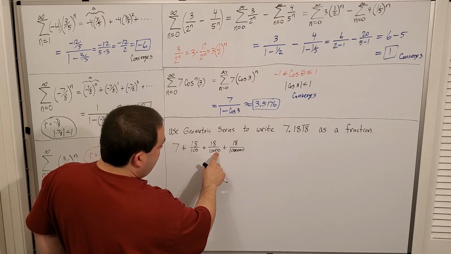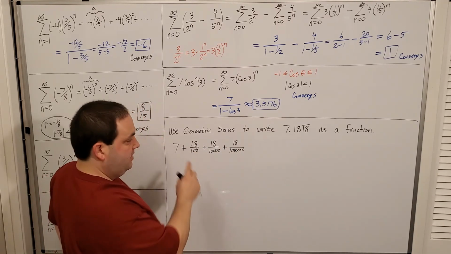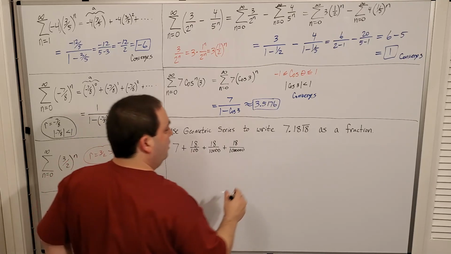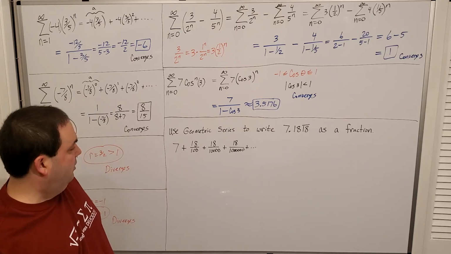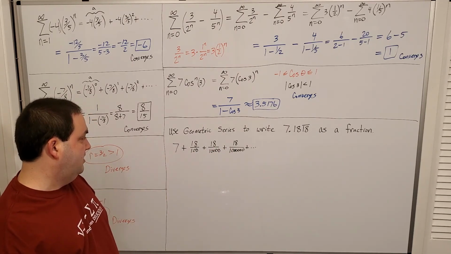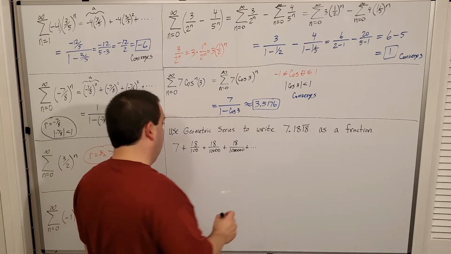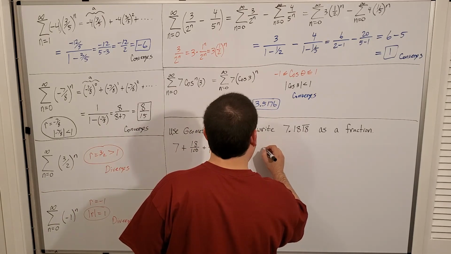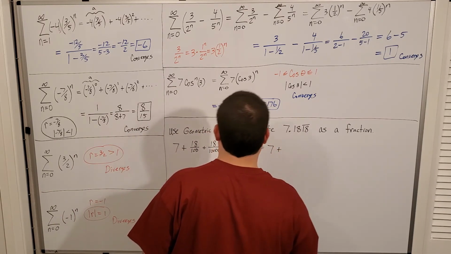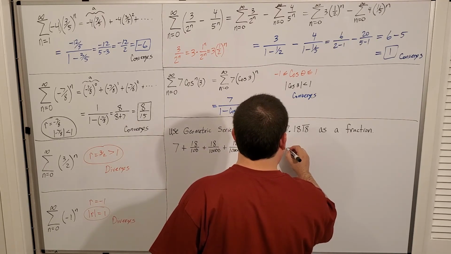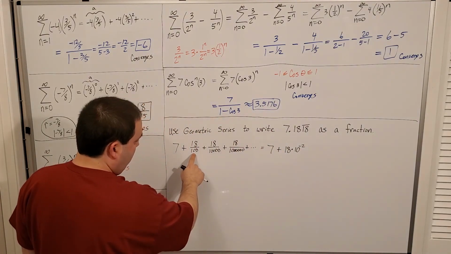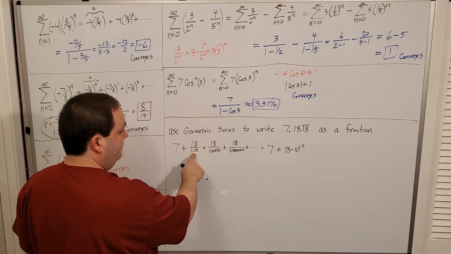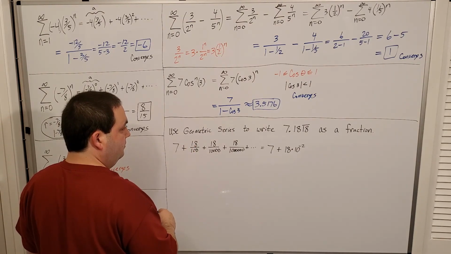I gain 2 zeros on my denominator every time I go up a term for the next pairing of the 18. Okay, so there is a definite pattern to my series there. Let's write it another way. 7 plus, and then I've got 18 times 10 to the negative 2. That's what 100 is, 10 squared, right? 10 to the negative 2.